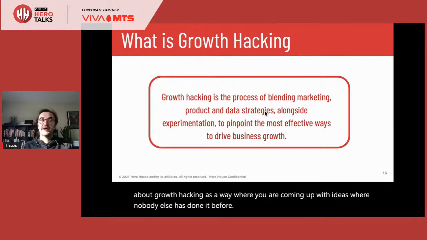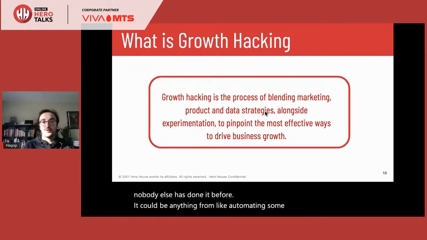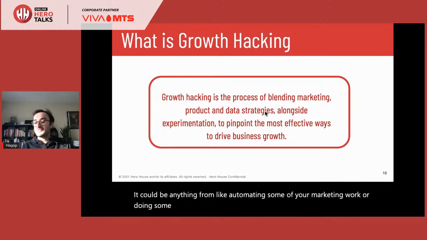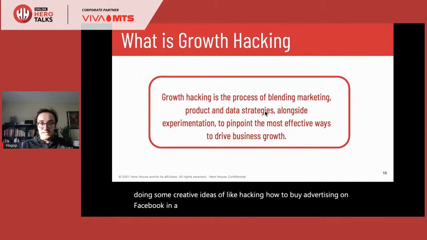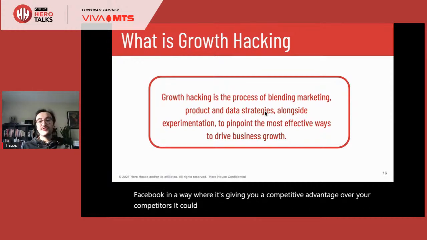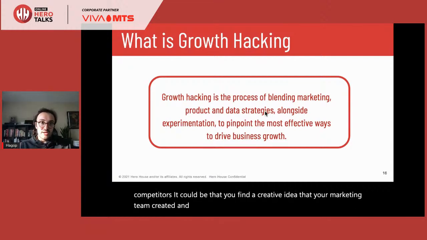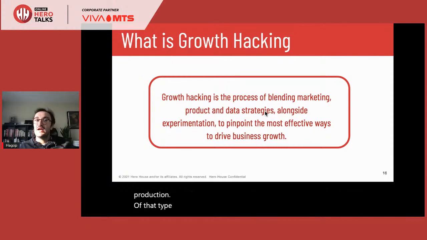It could be anything from automating some of your marketing work, or doing some creative ideas of hacking how to buy advertising on Facebook in a way where it's giving you a competitive advantage over your competitors. It could be that you find a creative idea that your marketing team created, and it helped you grow, and now you can 10x the production of that type of creative idea and drive the business forward.